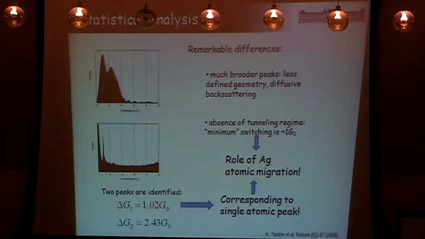So for the push-pull histogram, we really see a tunneling contribution: if there is no bridge anymore which connects the tip to the sample, then we still see some conductance here, while we don't see any conductance at 0 G0. So there is no divergence here and virtually no values here, which means that there is indeed a minimum switching for this surface, which is just around 1 G0, corresponding to this single atomic peak here in the push-pull histogram. That leads us to the clue that silver atomic migration plays a huge role for this switching effect.